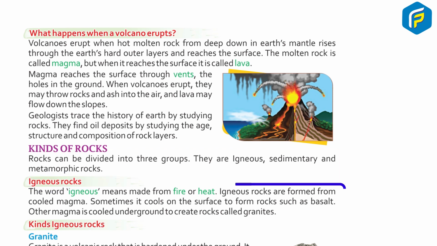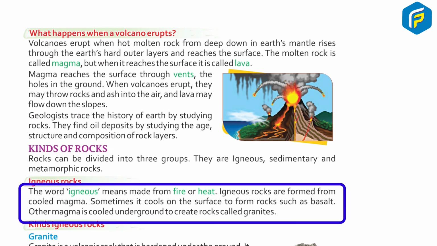Igneous rock. The word igneous means made from fire or heat. Igneous rocks are formed from cooled magma. Sometimes it cools on the surface to form rocks such as basalt. Other magma is cooled underground to create rocks called granites.